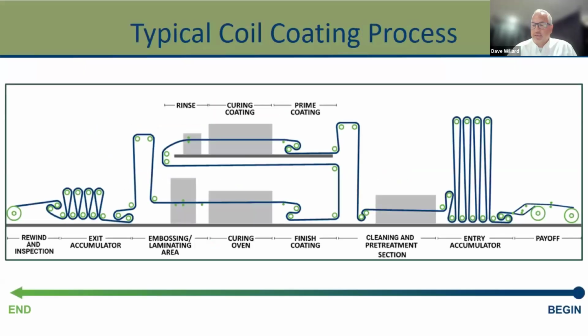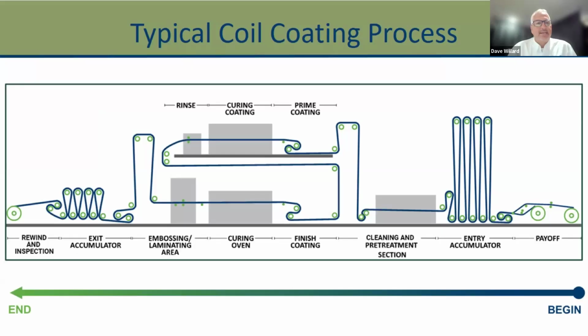The machinery to actually coil coat is quite extensive. This is obviously a sketch of what a coil coating machine would look like, but these can be as many as 3 to 4 football fields long. They can be as many as 2 to 3 stories tall to accumulate coil so that it can continue to run.